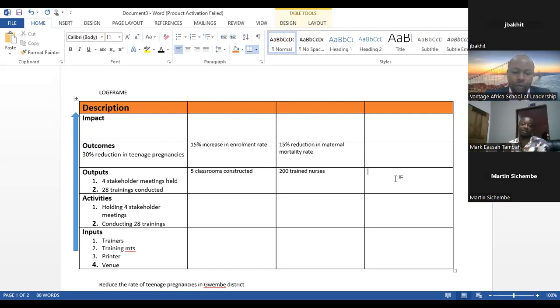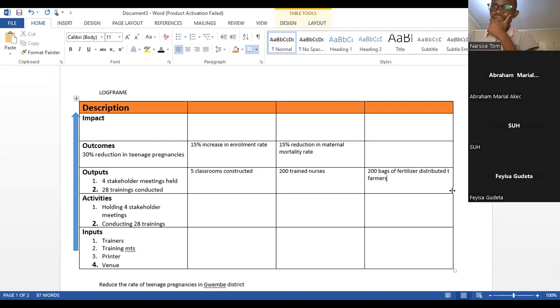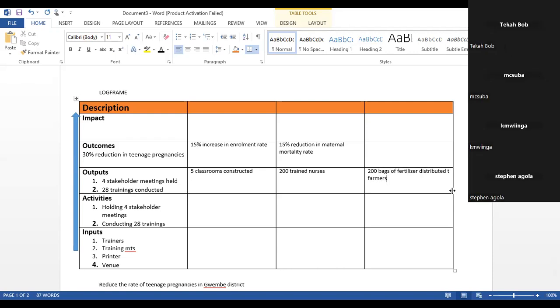And therefore, we say something like, what can we do to increase average income? Maybe distribution. 200 bags of fertilizer distributed to farmers. Now, the reason is we wanted to increase the average income among farmers.